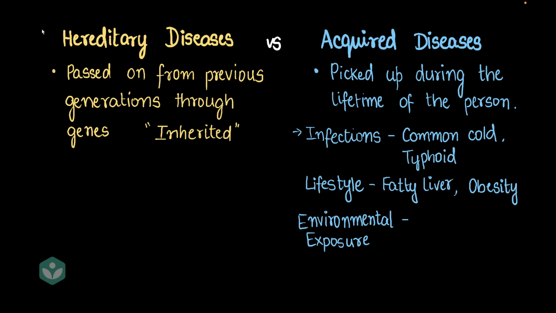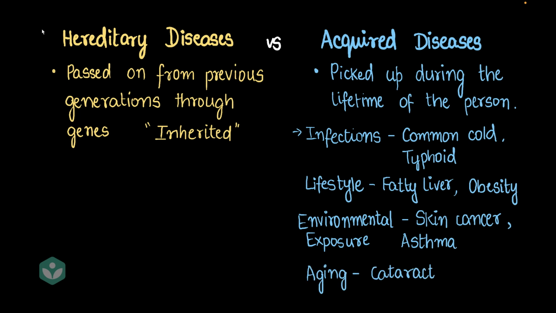Another way someone might get an acquired disease is due to environmental exposure. Excess exposure to UV rays could cause skin cancer, or maybe excess exposure to polluted air could cause asthma, right? The last type of acquired disease is contracted due to aging. For example, cataract occurs over time due to old age.